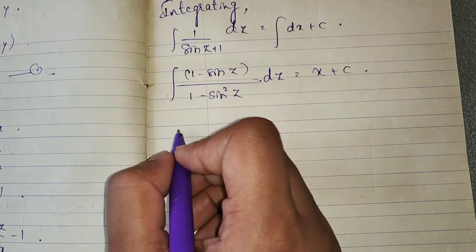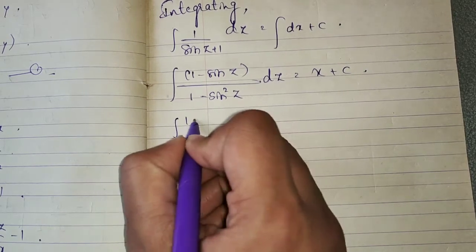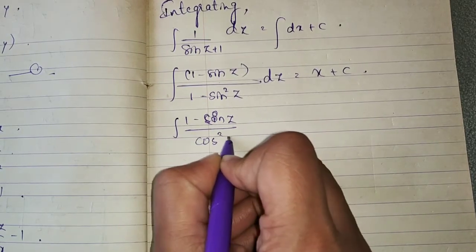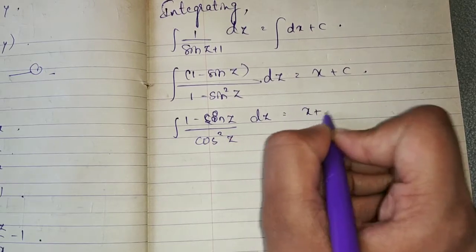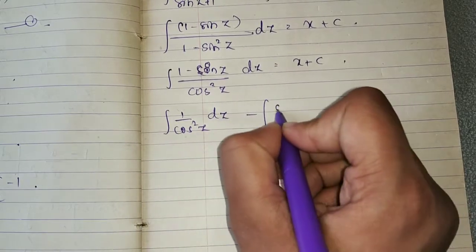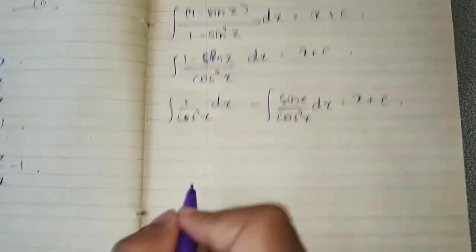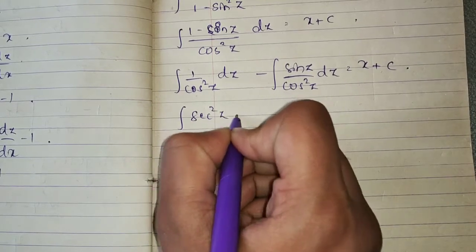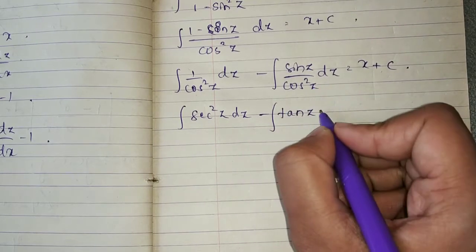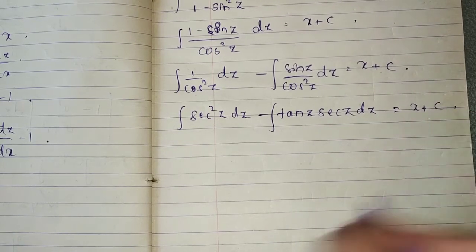Integration of 1 minus sin z divided by 1 minus sin square z, which is cos square z, with respect to z equal to x plus c, can be written as integration of 1 by cos square z with respect to z minus integration of sin z divided by cos square z with respect to z equal to x plus c. 1 by cos square is secant square z with respect to z minus, this can be written as sin by cos, tan z, and 1 by cos in the denominator will be secant z in the numerator, with respect to z equal to x plus c.